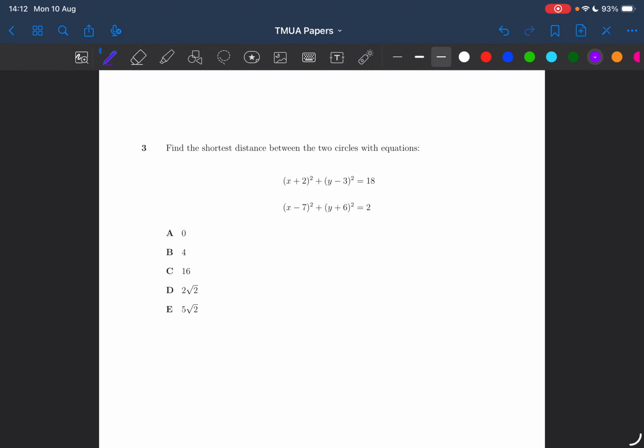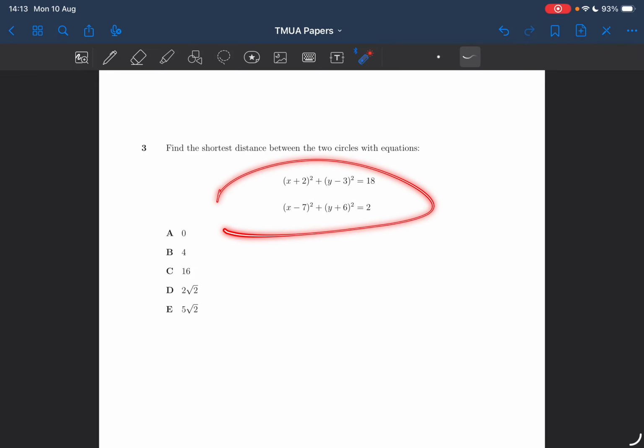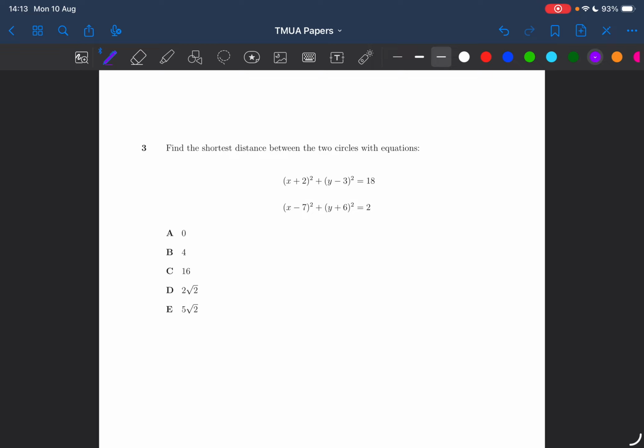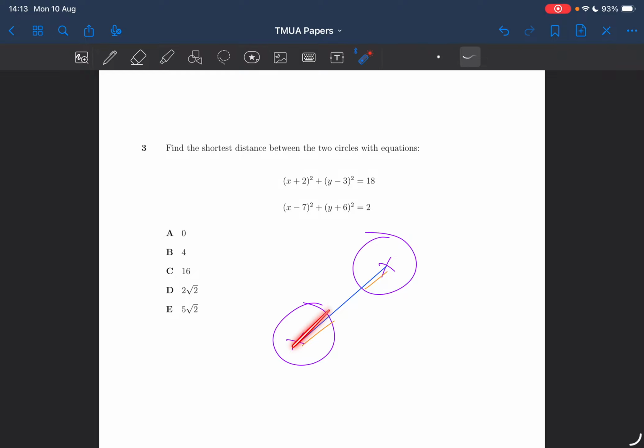On to number 3 then. Find the shortest distance between these two circles. Whenever you've got this, find the difference between the centres and then subtract both radii from it. So imagine wherever they are, you can have one circle there, one over there. You just want to find that distance, but taking away the two little ones that you've got, like in there and in there. So exactly that, the distance between the two centres, and then subtract the two radii from both.